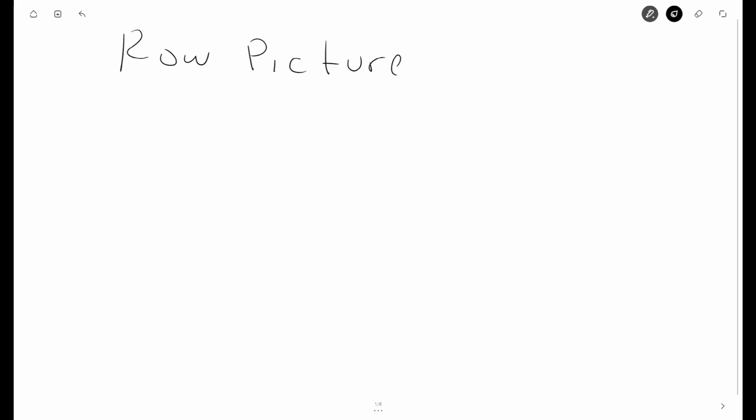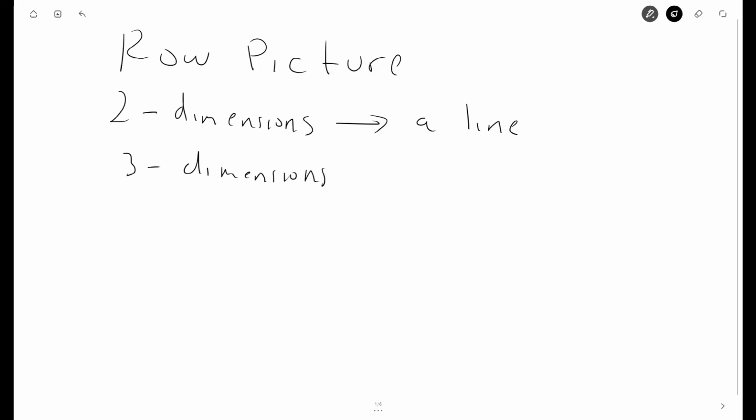So the row picture focuses on visualizing each equation in a system as a geometric object, typically in 2 dimensions. Each equation corresponds to a line, and in 3 dimensions each equation corresponds to a plane. So in 2 dimensions it's a line, and in 3 dimensions it's a plane.